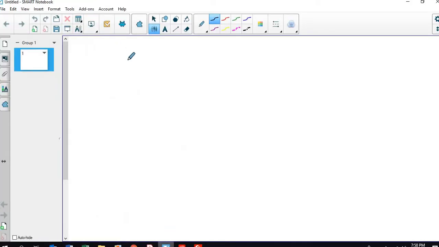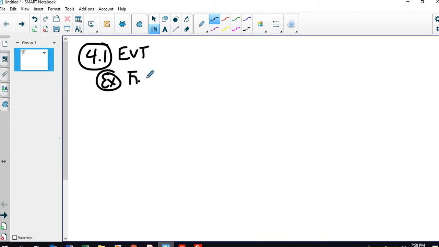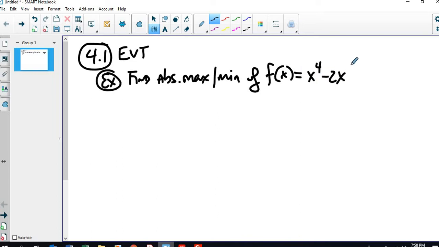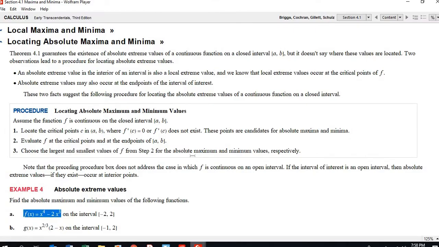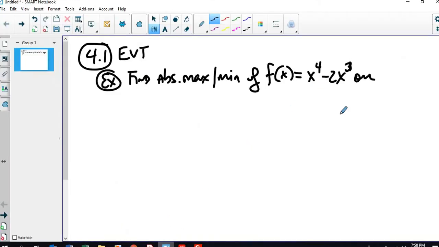So we're in section 4.1, Extreme Value Theorem, and the first example is find the absolute max and min of f of x equal to x to the fourth minus 2x cubed on the interval. I've got to give you an interval, remember that. X to the fourth minus 2x cubed on the interval -2 to 2. All right, so we've got to have our closed interval there. We include the endpoints, -2 to 2.